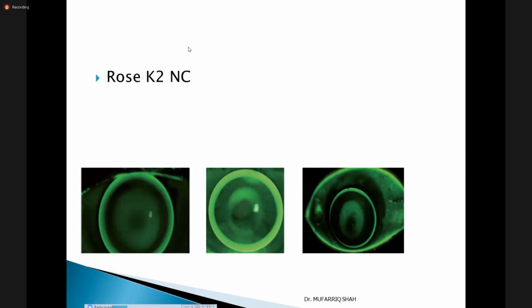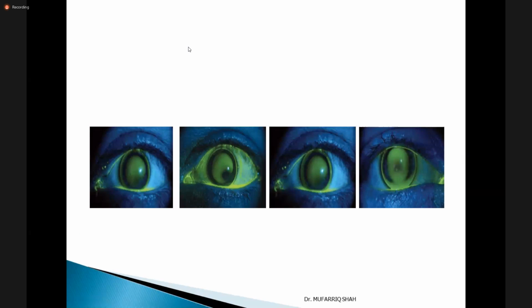So this was Rose K2 NC lenses. Note that. Now this, which type of lens? PG, sir. PG lens, sir. No. I see. IC. This is IC.